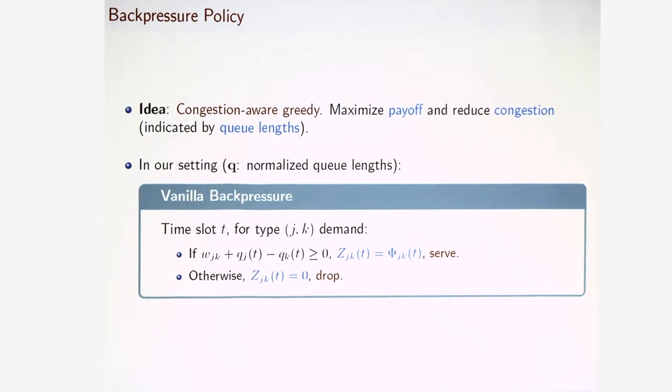No, this is the vanilla version of backpressure. Those are normalized queue lengths, so the current queue length divided by the total number of cars in the system. Right. Yeah, so here demand is the customers, and the jobs circulating in the system are the cars. It's a network of cars.